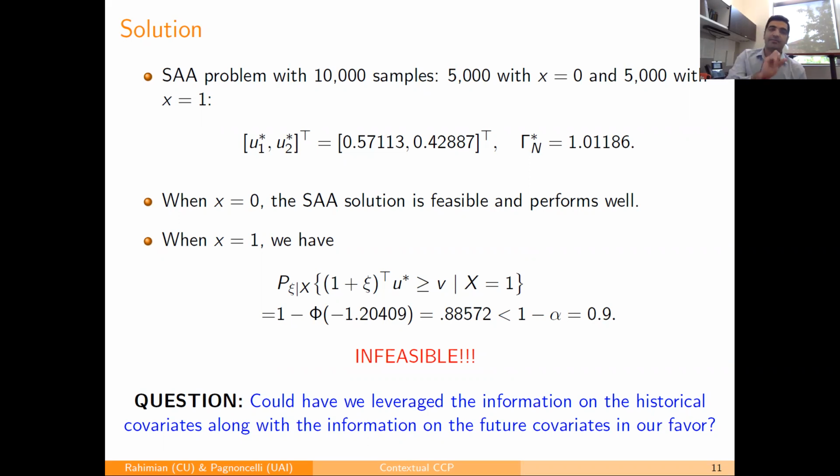So we need something that is smarter and takes advantage of all the possible information and historical data that we have, not only those that have the same components of feature as the new one, but also all the other observations that possibly were observed using other feature vectors.